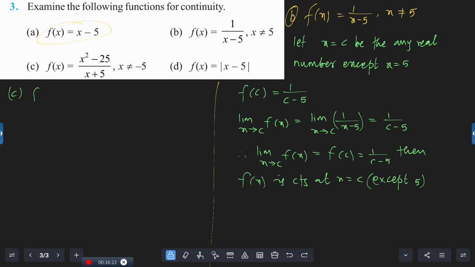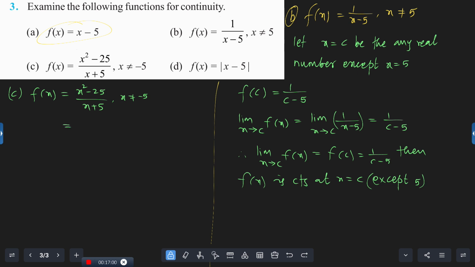C1: f of x is equal to x square minus 25 divided by x plus 5, and here x not equal to minus 5 is given. Children, listen here. Before entering the function value and limit value, you can simplify the question. After simplifying the question also, you can go. Or else let me simplify in the answer itself. Shall we simplify in the question itself or in the answer? In the question itself, that is better.